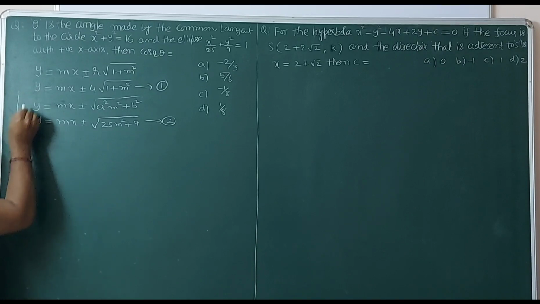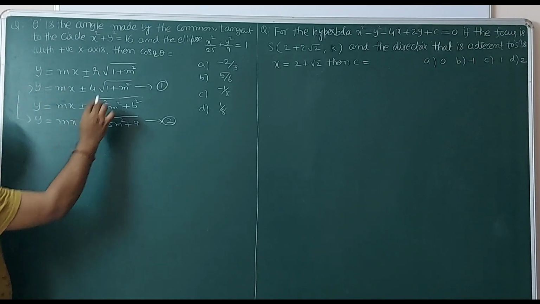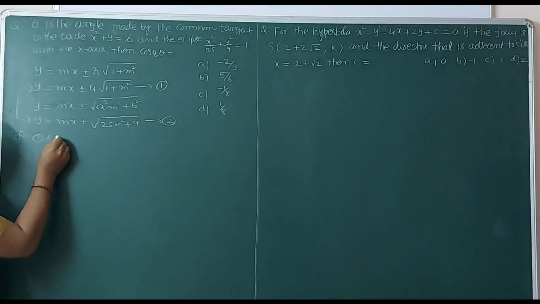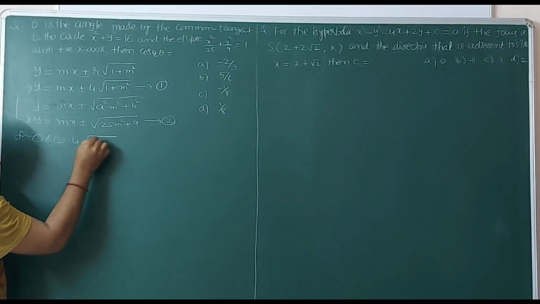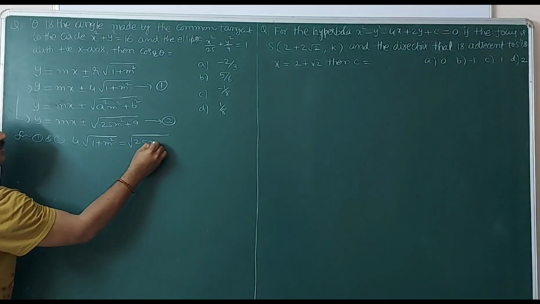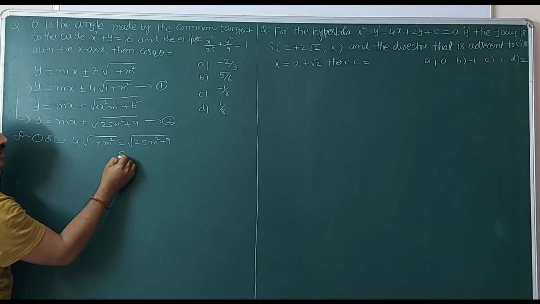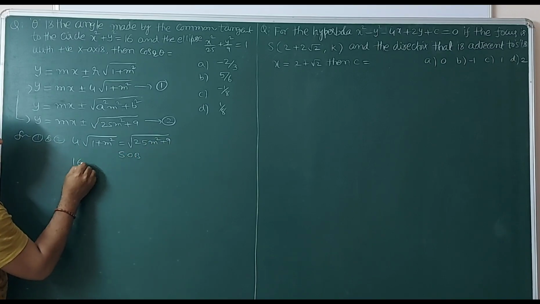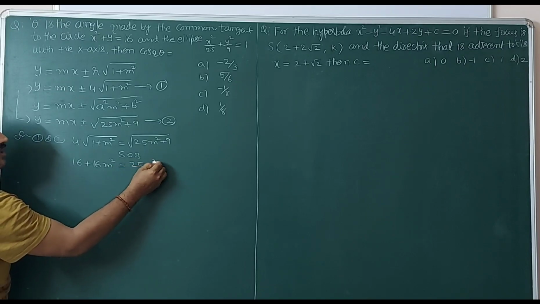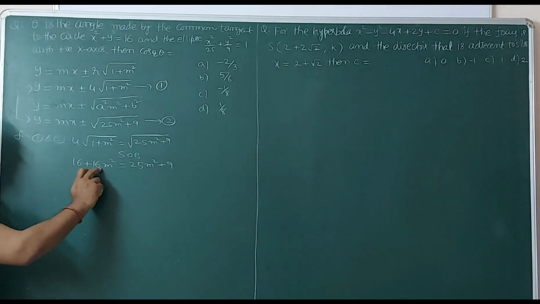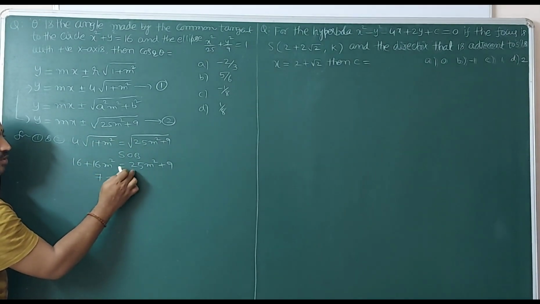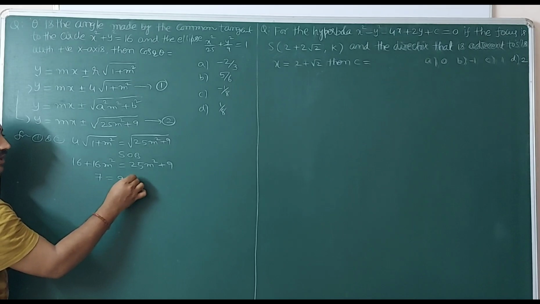From these two equations, these two are equal means obviously these two also equal. From 1 and 2, 4 root 1 plus m square is equal to root 25 m square plus 9. Squaring on both sides. So 16 plus 16 m square is equal to 25 m square plus 9. So 16 m square can take, so 9 you can take this side. 16 minus 9 is 7 is equal to 25 minus 16 is 9 m square.